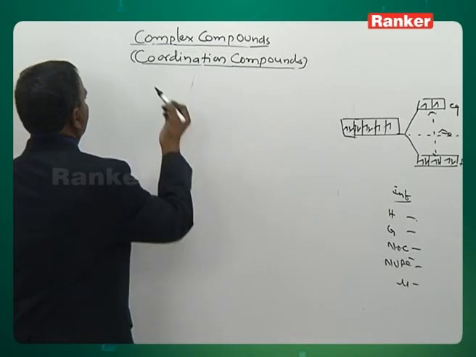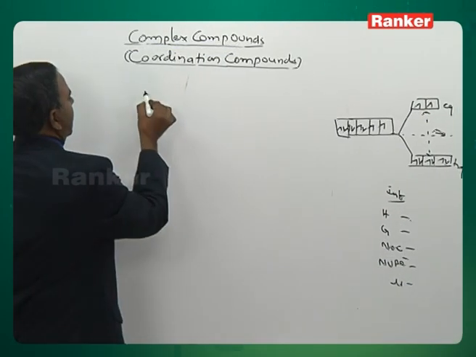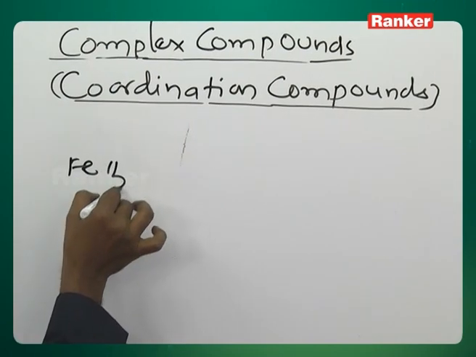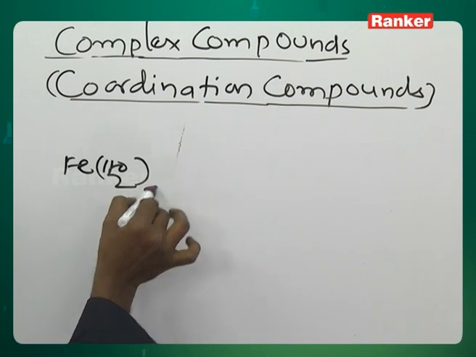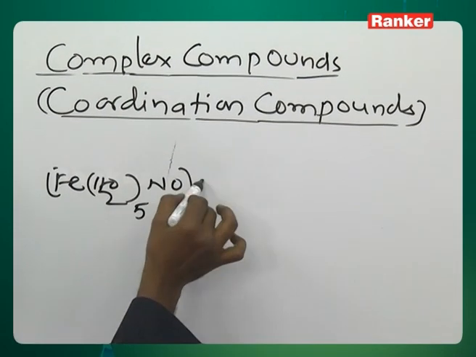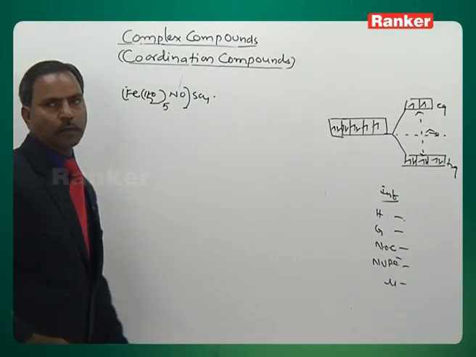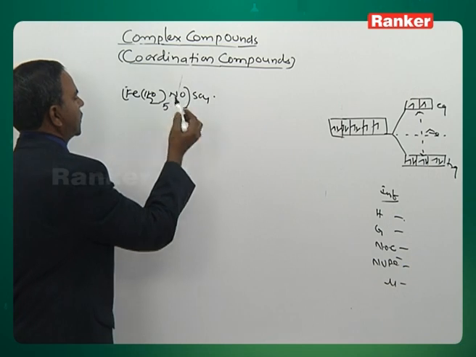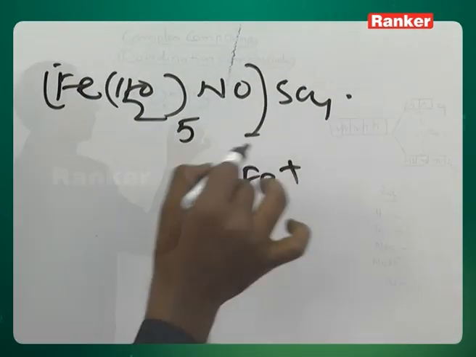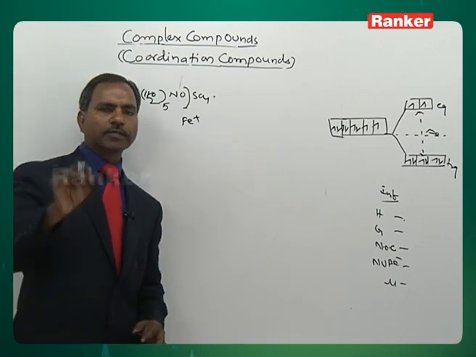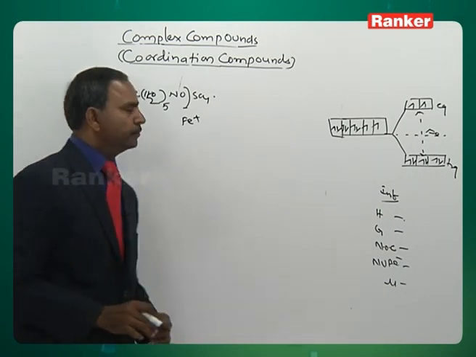Coming to the next one. Next, let us discuss the brown ring complex, [Fe(H2O)5NO]SO4. Look here, in the case of the brown ring complex, the iron oxidation number is Fe plus 1. This you should not forget. Wherever the brown ring complex is coming, take its oxidation number as plus 1.